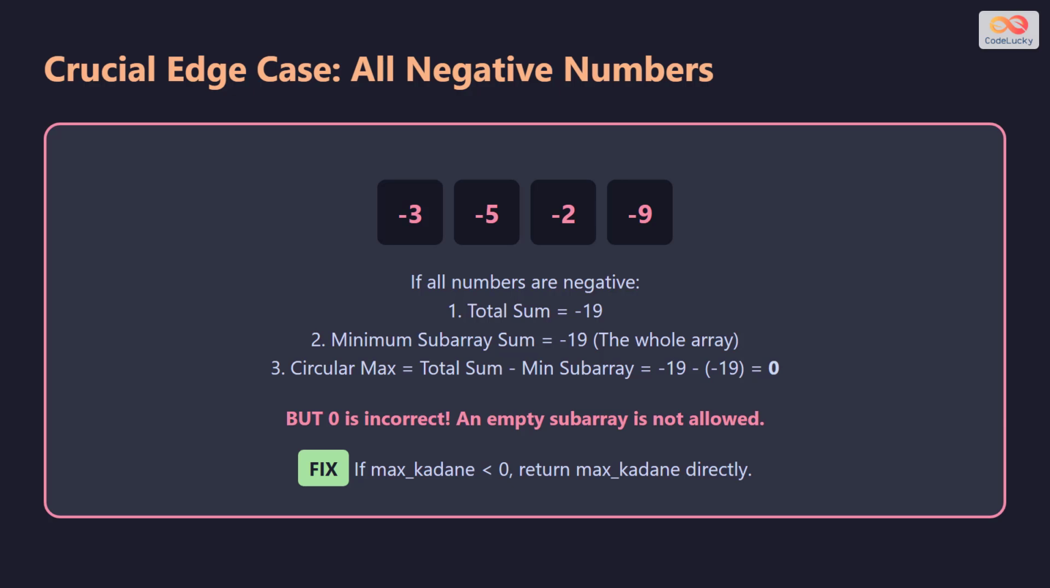There is one crucial edge case to handle. If all numbers in the array are negative, our logic of subtracting the minimum subarray from the total might return 0, which implies an empty subarray. This is usually not allowed. In this specific scenario, the answer should simply be the largest single negative number, which is what standard Kadane's algorithm would return.